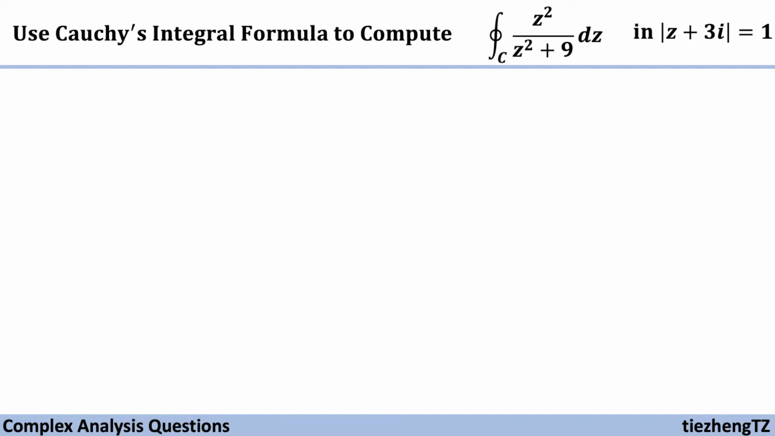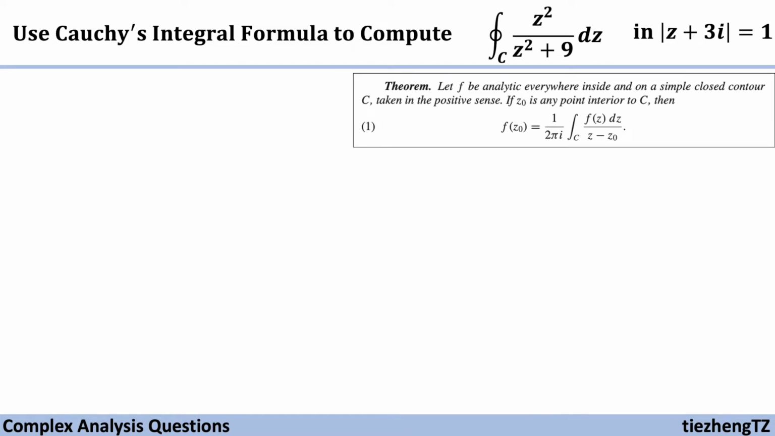Today's question is to use Cauchy's integral formula to calculate the integral of z squared over z squared plus 9 dz, where the contour is |z + 3i| = 1. This function is the same as the one we have already introduced, but in a different domain.